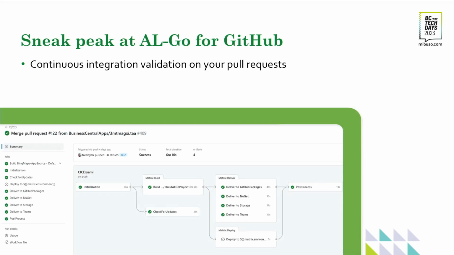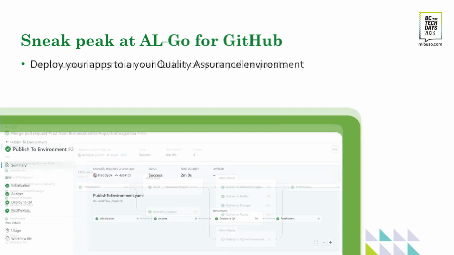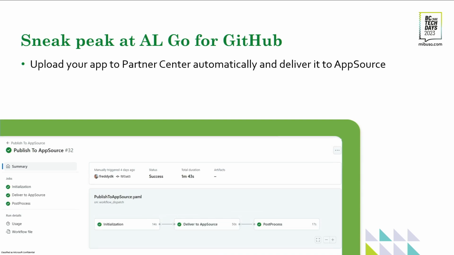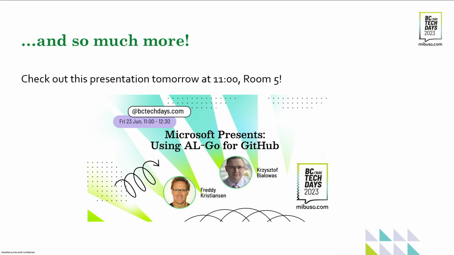Among those, you'll be able to get continuous validations on your pull requests. You'll get the ability to deploy to your testing environment. You will also be able to deploy to Partner Center automatically and deliver it to AppSource. So a lot of good things there and a lot more to come. So check out the presentation tomorrow at 11 in room 5, and you'll get more information on this.